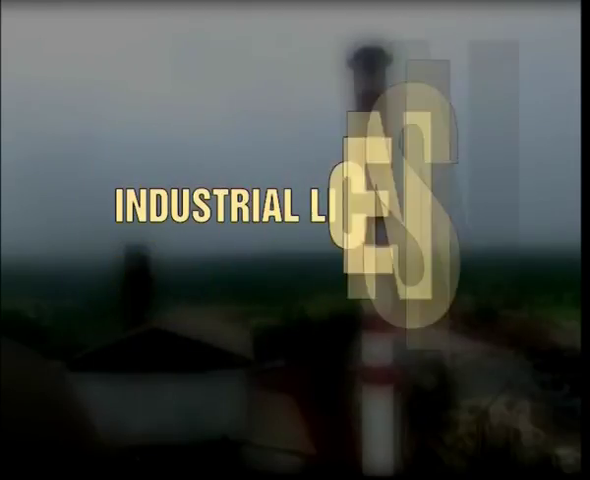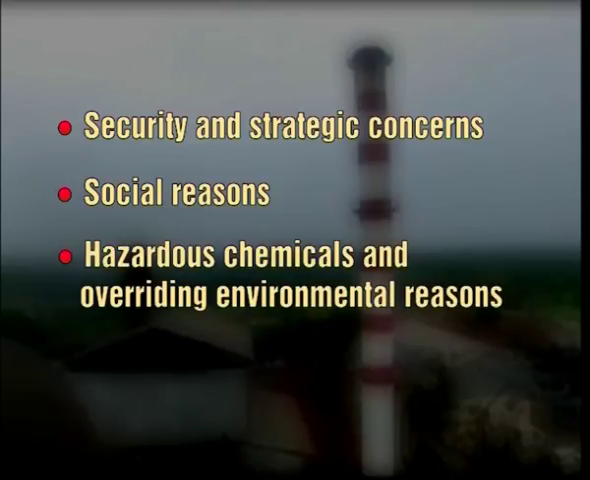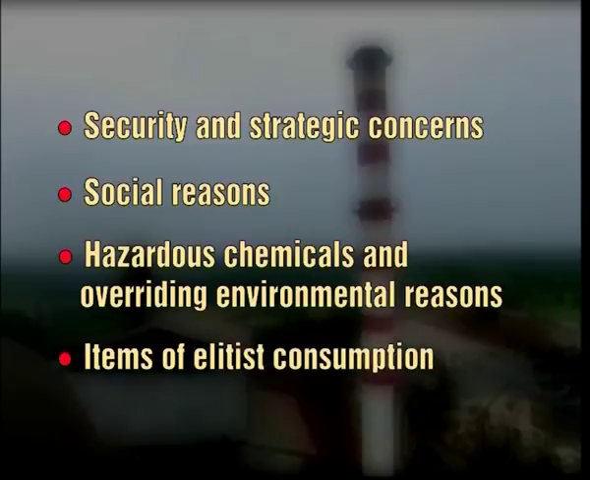Let's begin with the first feature of the new industrial policy, that is, industrial licensing policy. In the new industrial policy 1991, a new industrial licensing policy was introduced to ease restrictions on capacity creation in the industrial sector and to respond to emerging domestic and global opportunities by improving productivity. For the purpose, the government abolished industrial licensing for all projects except for 18 industries which were related to security and strategic concerns, social reasons, hazardous chemicals and overriding environmental reasons, and items of elitist consumption.